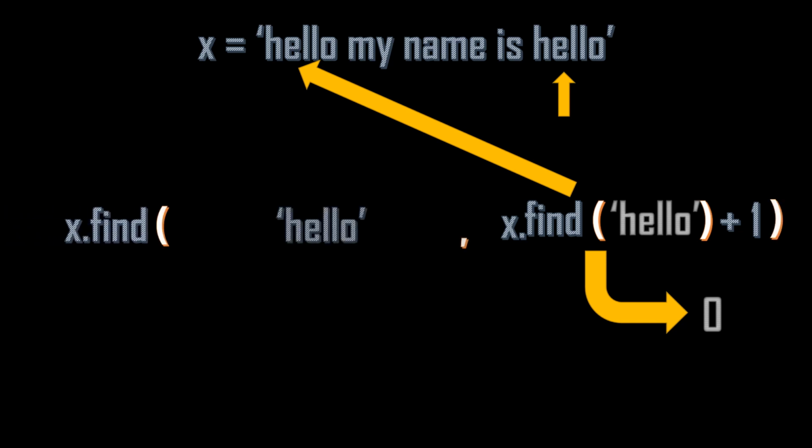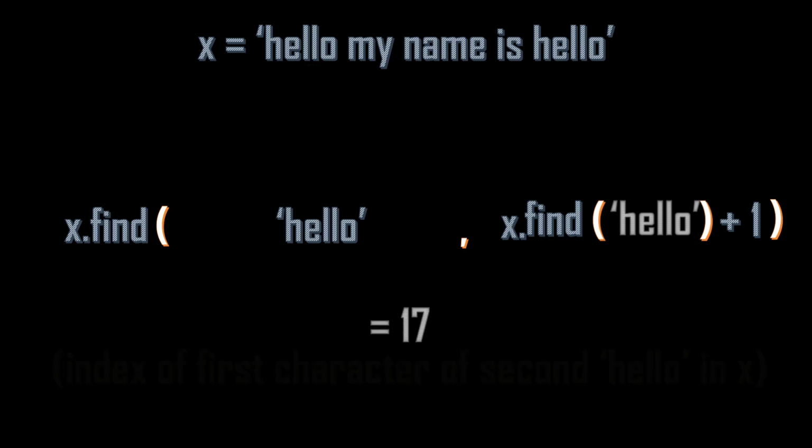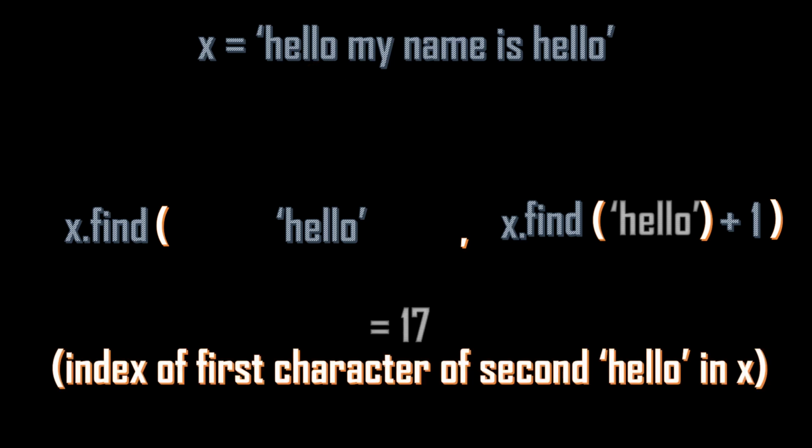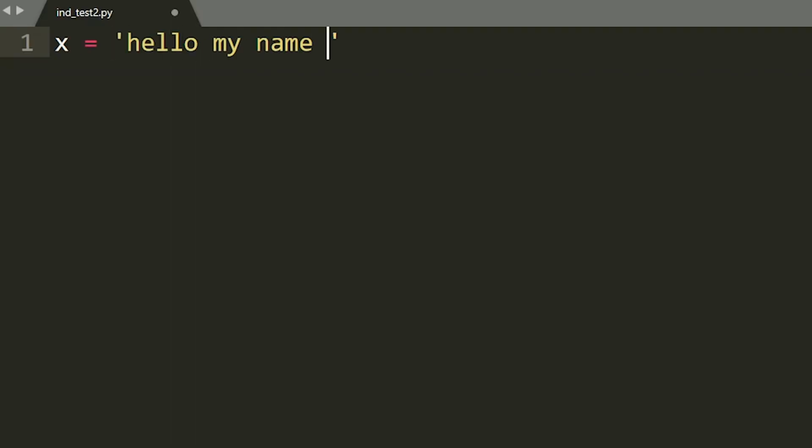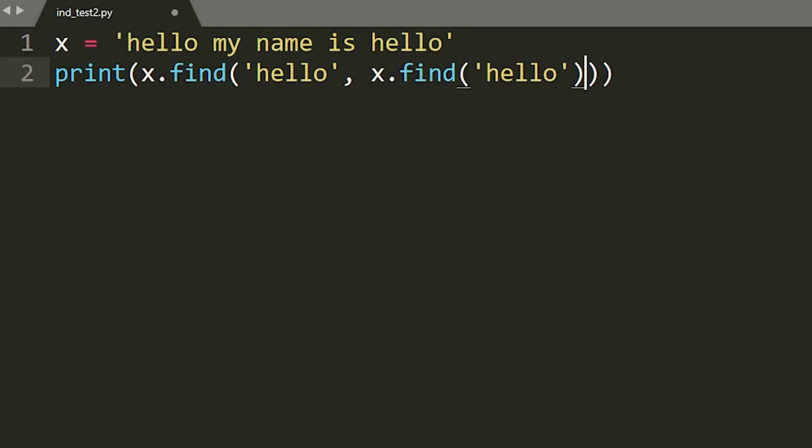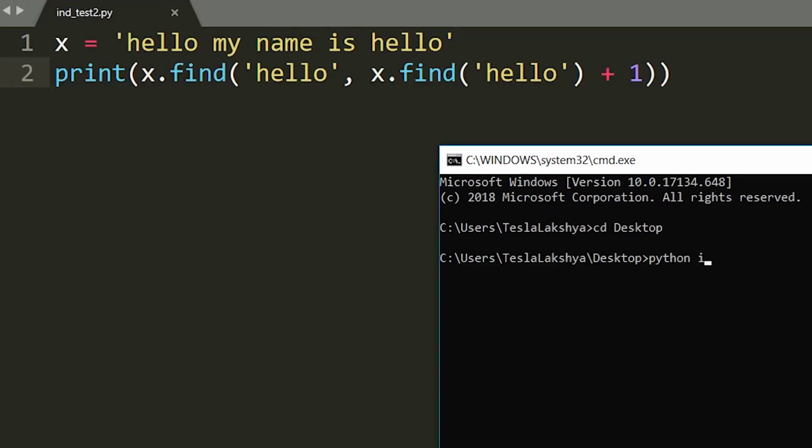Now if you take in another x.find and start finding hello from this index, which is an index ahead of the first hello, you're basically finding a hello after the first hello, so you're finding the second hello. That is why you're gonna get 17 as the output, which is basically the index of first character of second hello in x. So let me just quickly show you in code again. There it is.